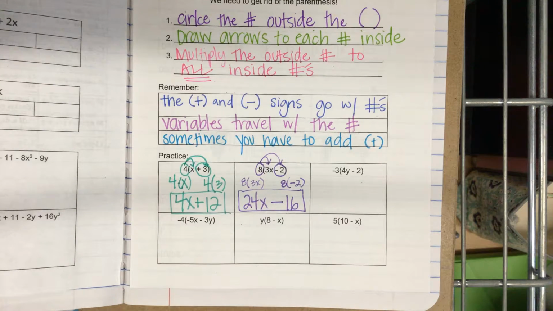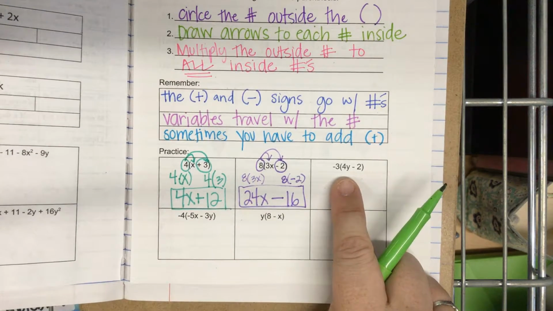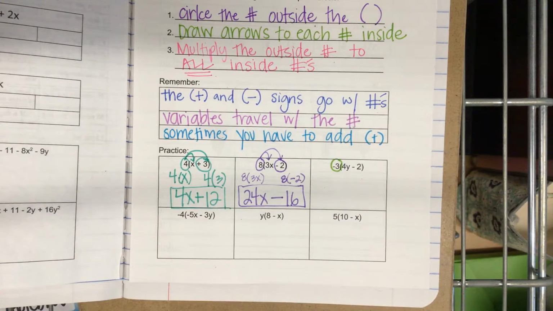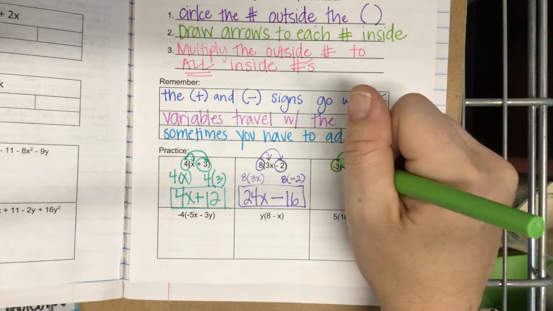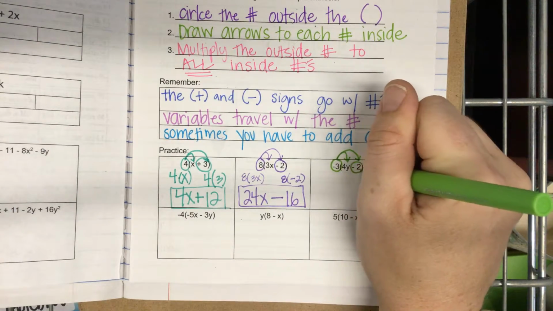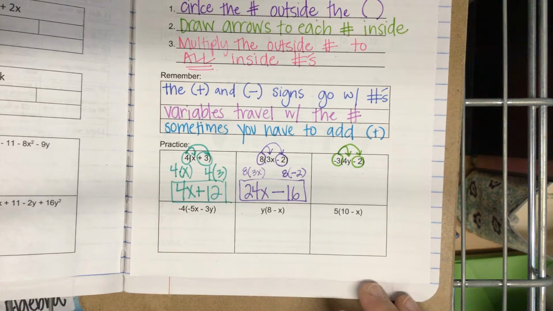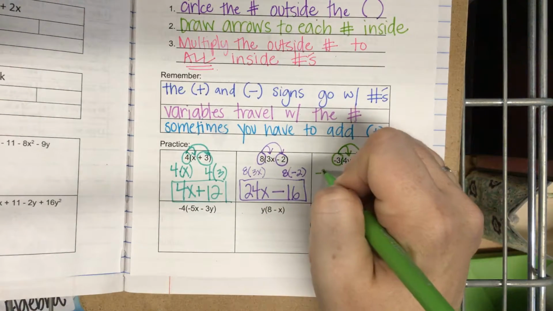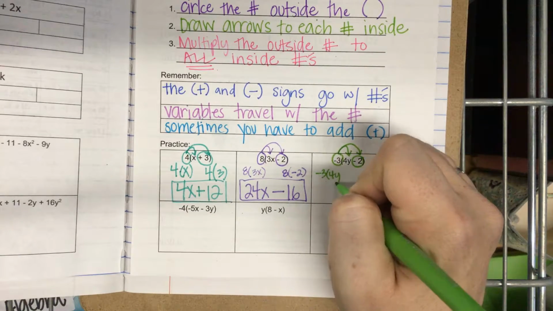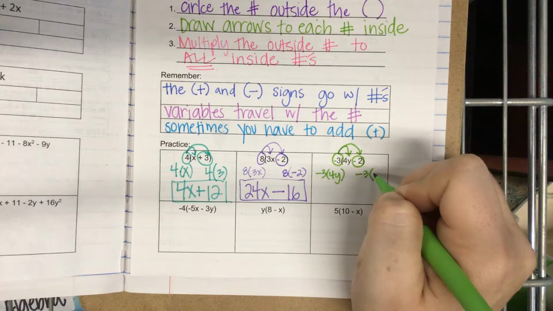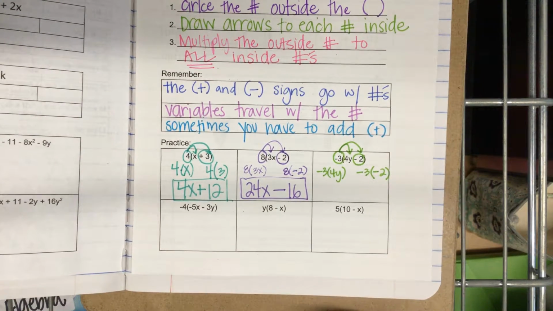All right, what about this guy? What gets circled on this one? Negative 3. And I'm going to draw my arrows inside. Whoop. To 4y. And then I'm going to draw my arrow to negative 2. Then I multiply negative 3 times 4y and negative 3 times negative 2, correct?